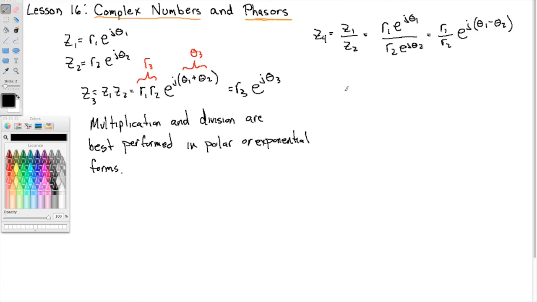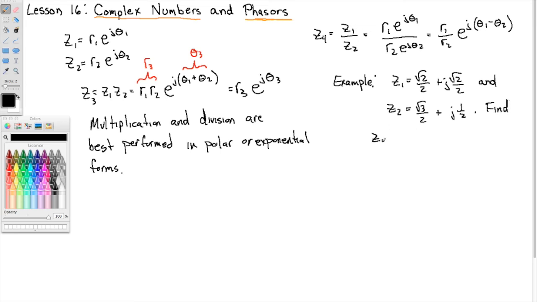So let me give you a concrete example. Let z1 equal the square root of 2 over 2 plus j square root of 2 over 2. And let z2 equal the square root of 3 over 2 plus j times 1/2. Find z1 times z2 and z1 divided by z2. So I'm going to let z1 equal this, z2 equal this, and we're going to find the product and the quotient.